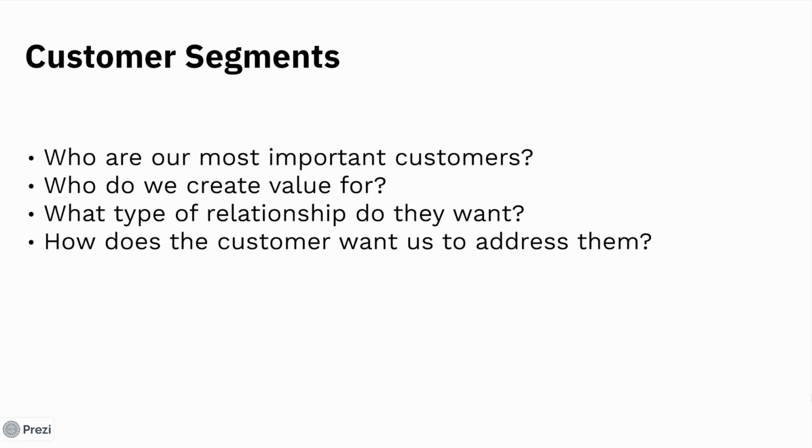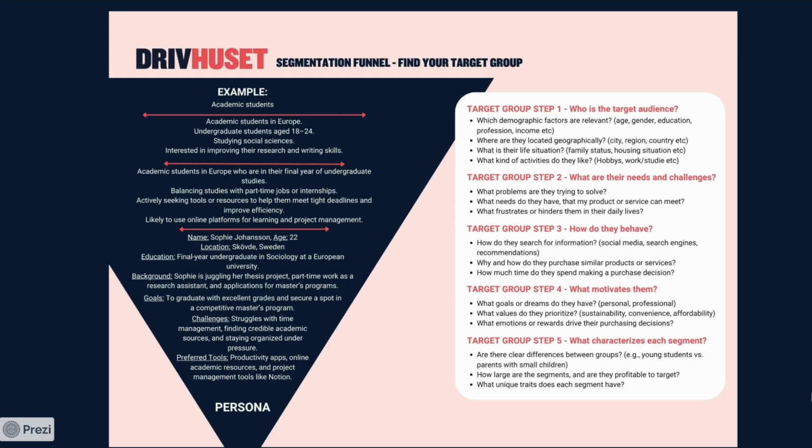You can define your audience by using our segmentation funnel, a 5-step method to describe your ideal customer and create what's called a persona. Here, you define demographic details, needs, challenges, behaviors, and motivations. Your business model can, and often should, include more than just one segment.